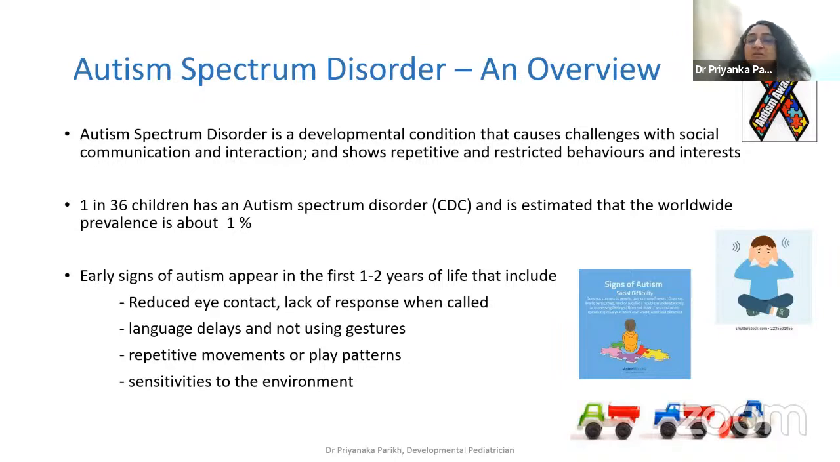Along with this, we also see repetitive patterns, which could be motor stereotypies, that the child is showing some repetitive patterns like spinning or running in the room back and forth from one end to the other, or flapping hands, or it could be repetitive patterns in the play. So just lining up objects, or even with the speech. So just saying letters and numbers.